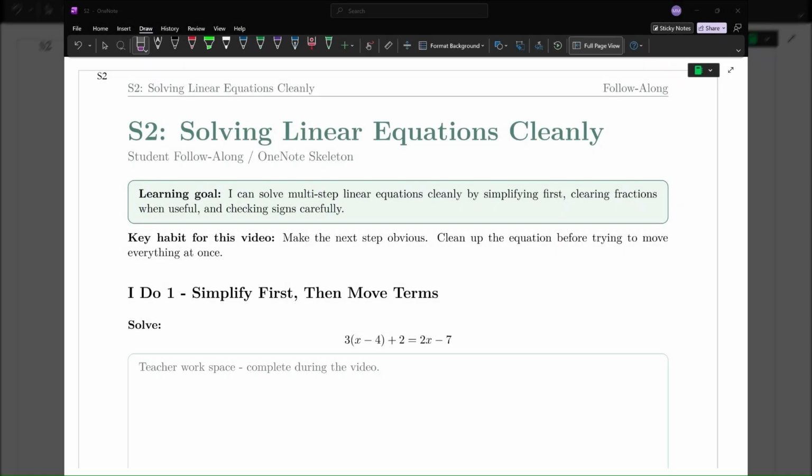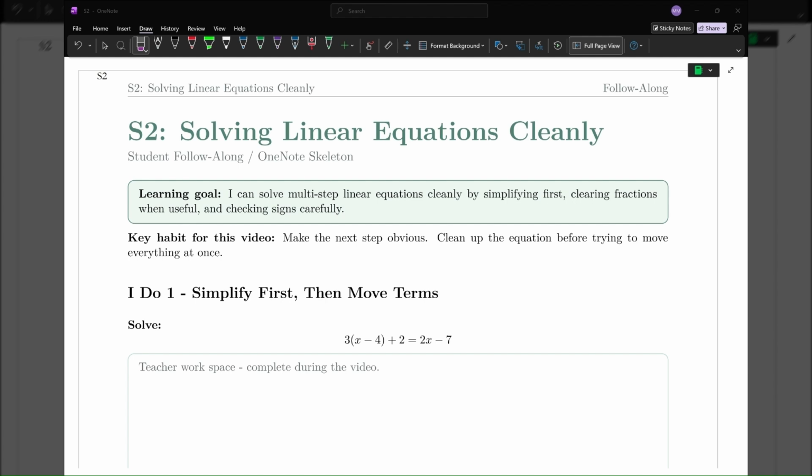All right, welcome to skill video 2. In this one, we're just going to talk about solving linear equations cleanly. So you can see the goal there: solve multi-step linear equations by simplifying first, clearing fractions when useful, and checking signs carefully. Like I said, it's just a quick one, running through equations that we'll see and solving those together.